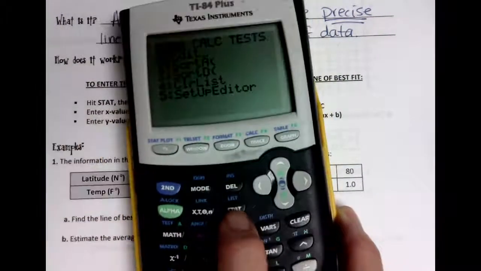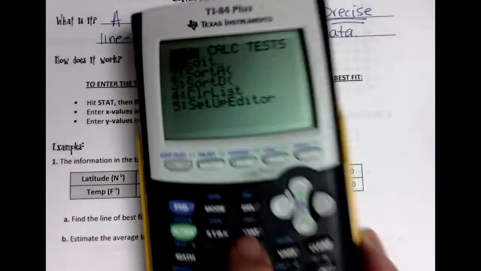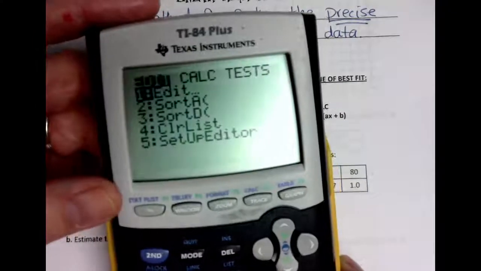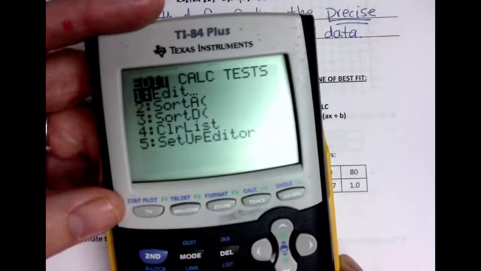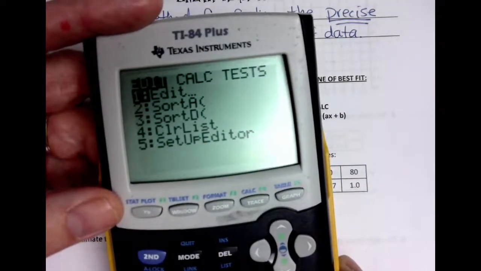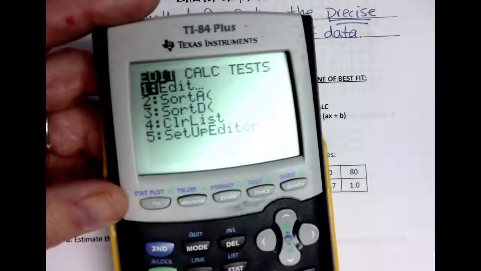So, go and push the button Stat, and this should come up. Is this on your computer screen? It is a computer. Specifically a calculator.